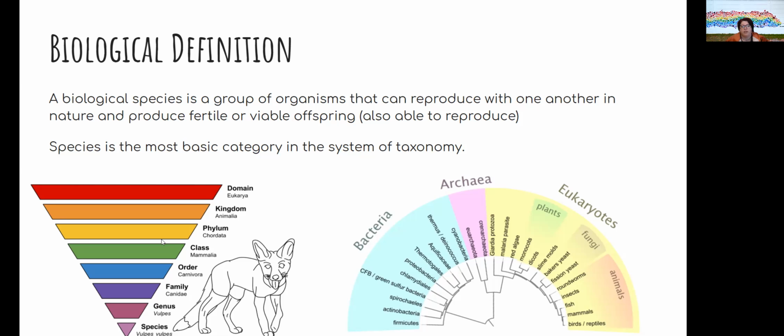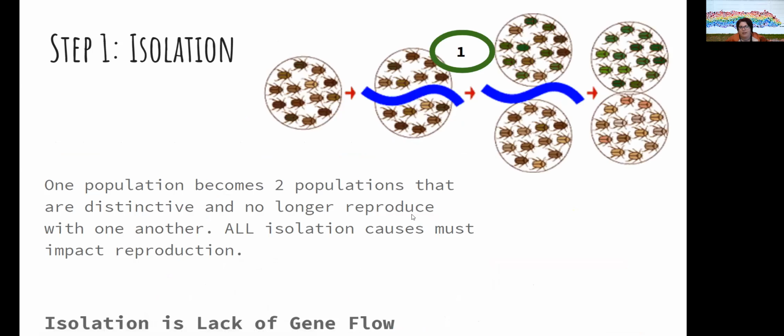So with our example over here, the domain is the highest. So if you've learned or memorized in your past how these are all classified, the species is at the very bottom. And then also when we look at more phylogenetic looking trees, the species are really the furthest on the outside. So the first step to speciation is isolation.